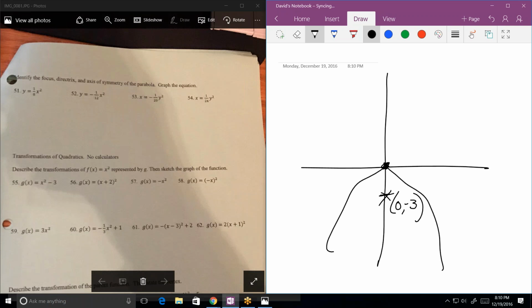Now, what's the equation of the directrix? It'd be y is equal to 3. And what is the equation of the axis of symmetry? X is equal to 0. Okay.